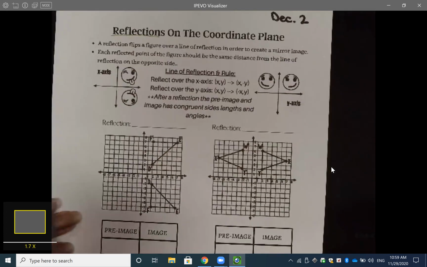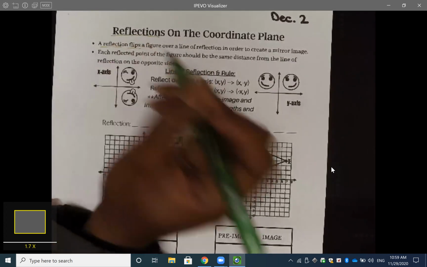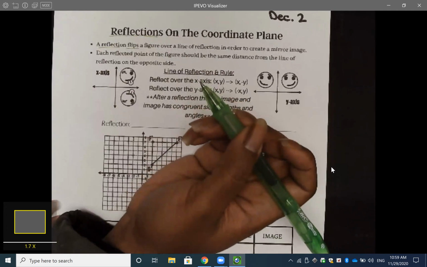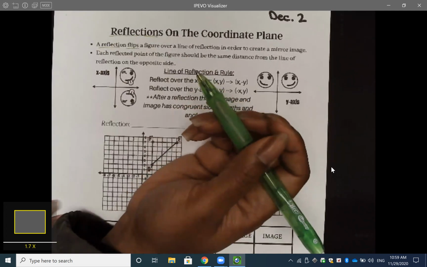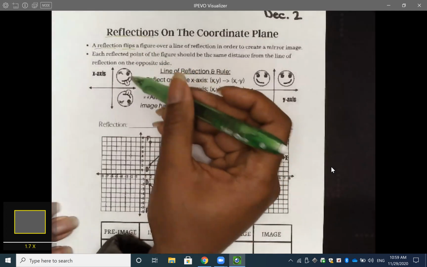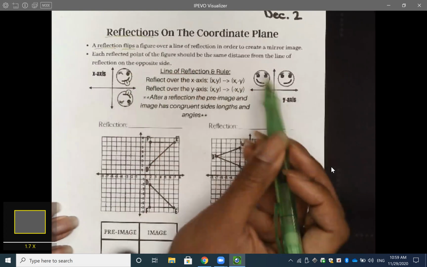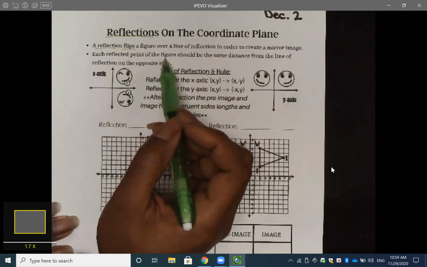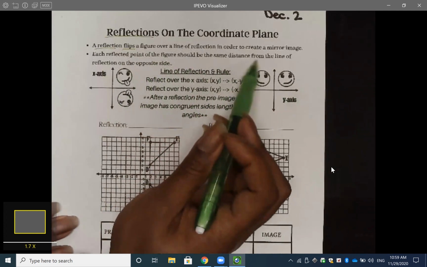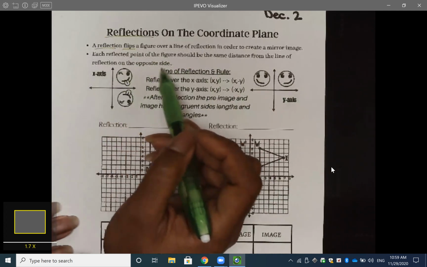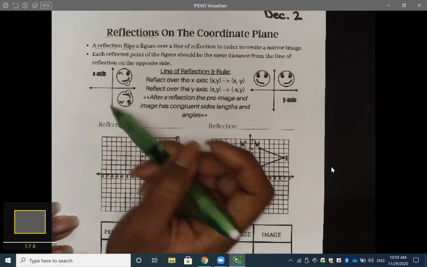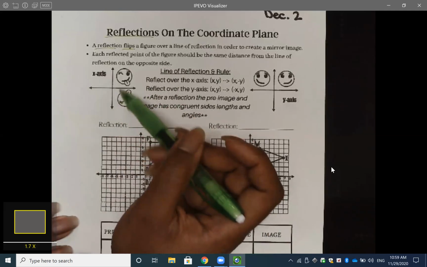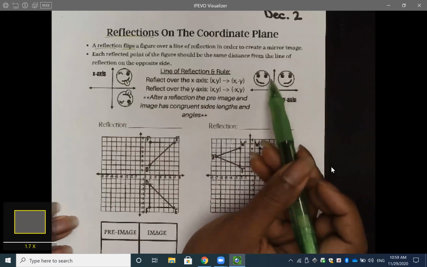Reflection. So remember that a reflection basically flips the figure over the line of reflection. And in eighth grade, we have two lines of reflection. We can reflect over the x-axis or we can reflect over the y-axis. Each reflected point on the figure should be the same distance from the line of reflection on the opposite side. Okay. So again, we can reflect over the x-axis or reflect over the y-axis.